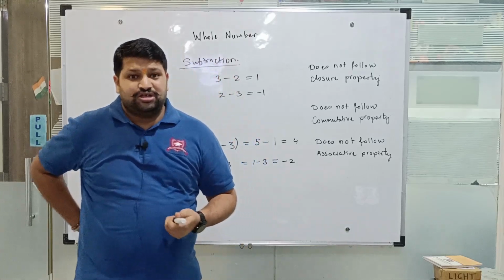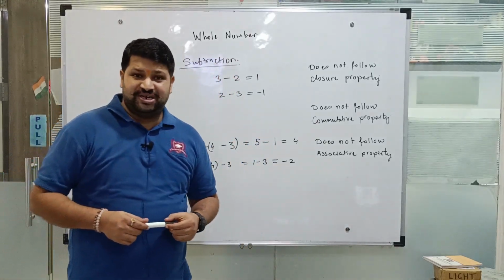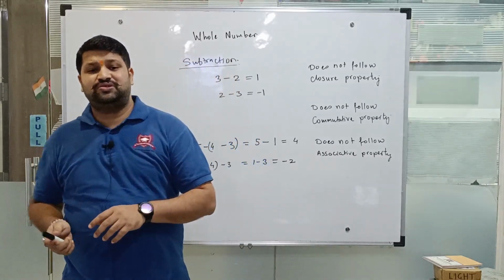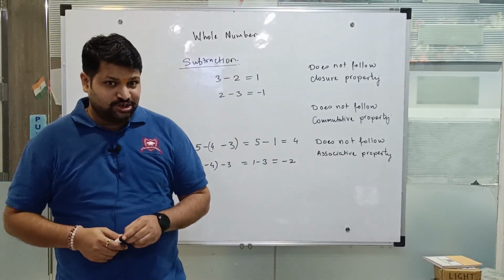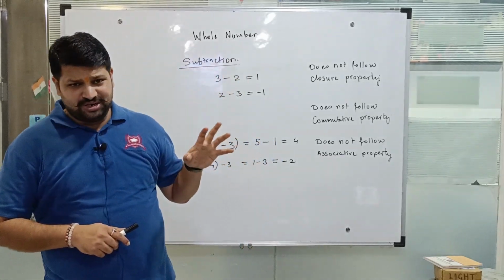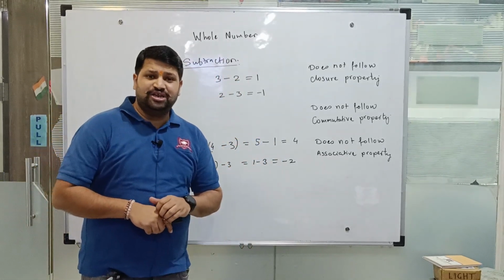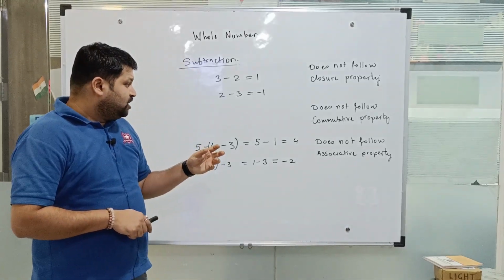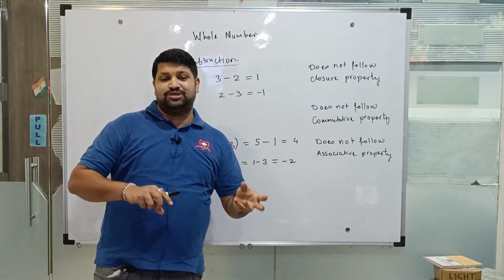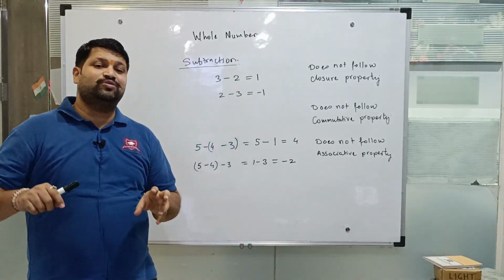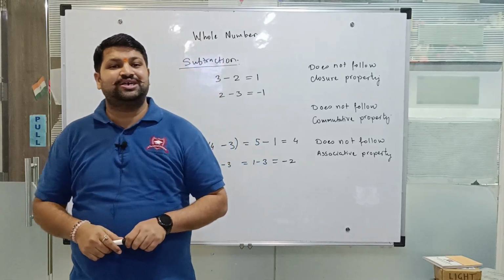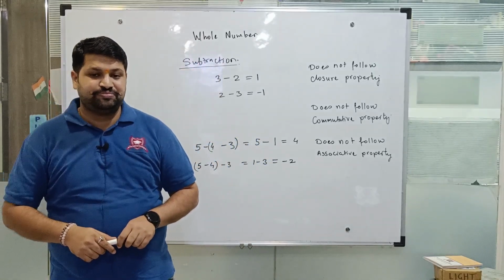So yes, 0 is a subtractive identity. If 0 is subtracted from any number, the final answer would not change. So we can call 0 a subtractive identity. So subtractive identity exists, and inverses are not going to exist, because the subtractive inverses of any number would lie in the group of integers, so they would not exist.